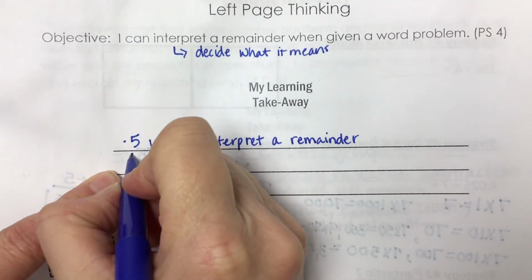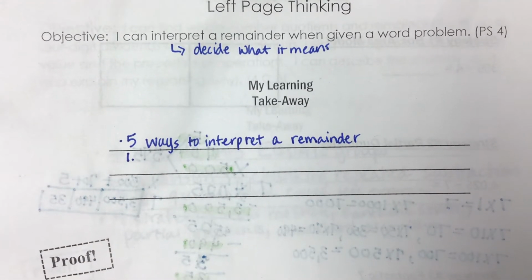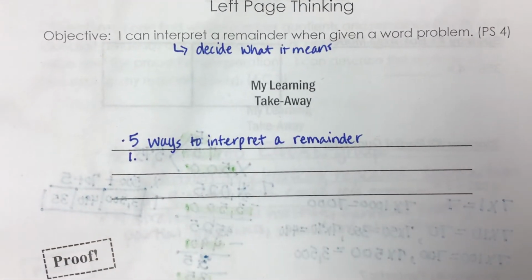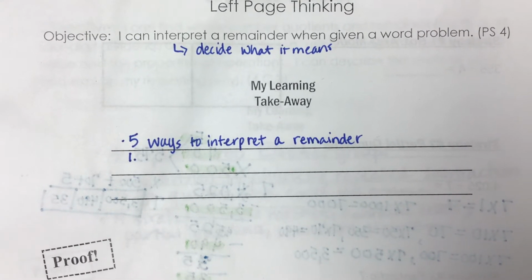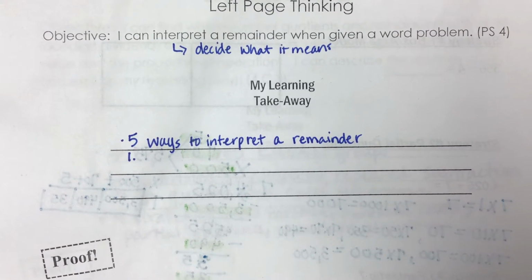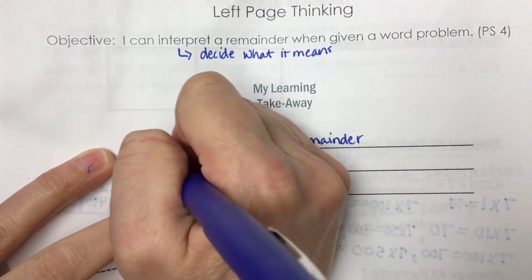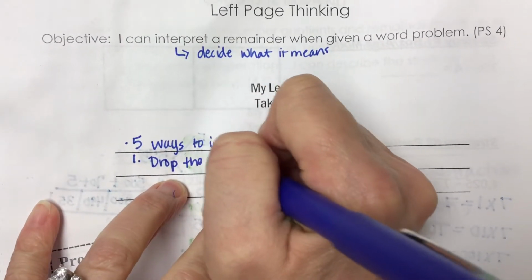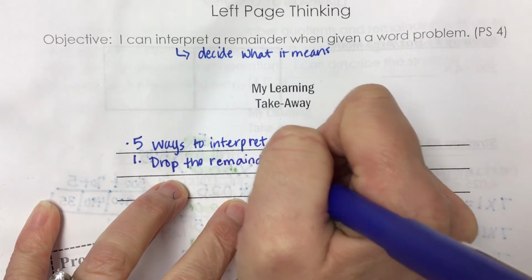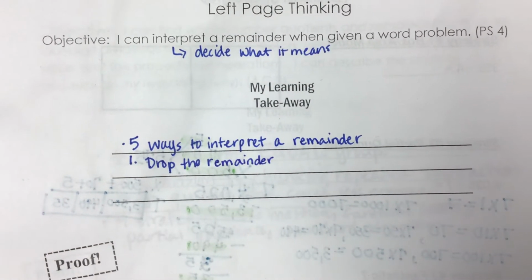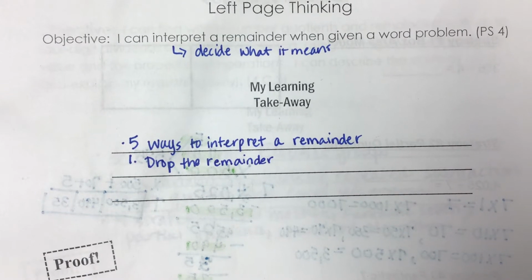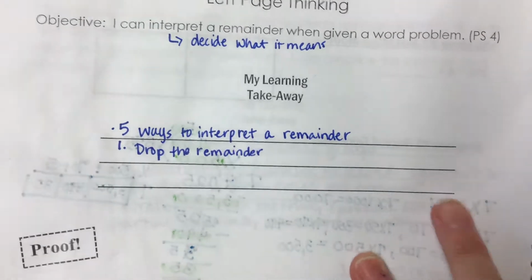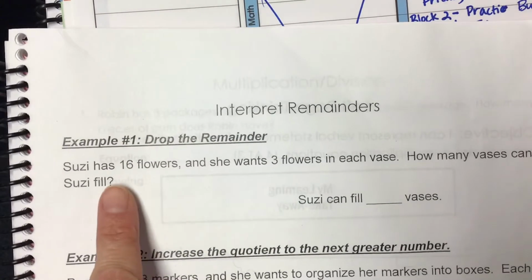The first possibility, and I'm going to write small because there's 5 things that I have to write, but if you can't write that small, just go underneath and it's fine. Okay, so the first option for a remainder is to drop the remainder. That means it's not going to be part of your answer, and I'm going to give you an example of that right now. So when you're done writing that, flip your booklet over to page 56.